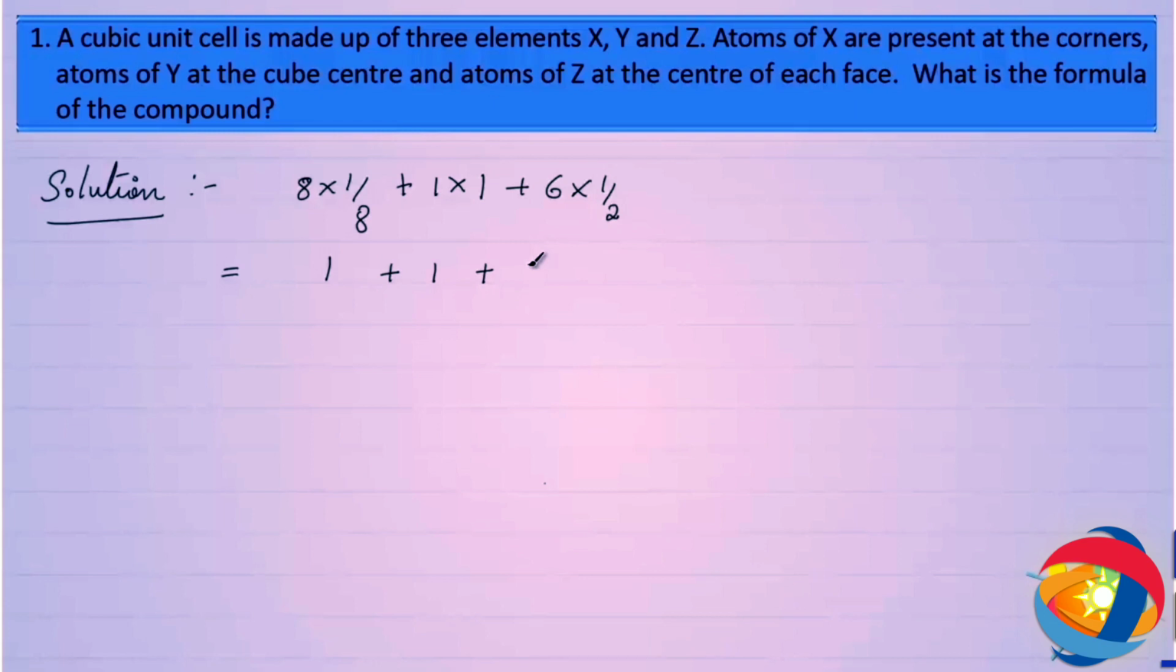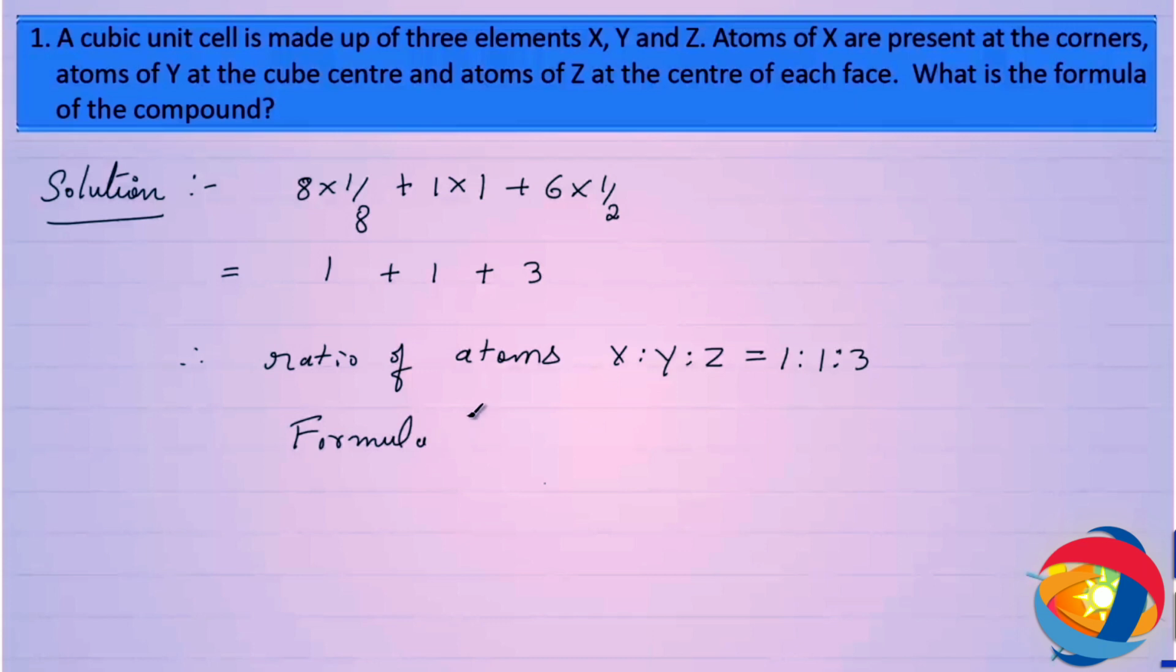Therefore, the ratio of atoms in a unit cell, X is to Y is to Z, can be given as 1 is to 1 is to 3. Hence, the formula of the compound is XYZ3.